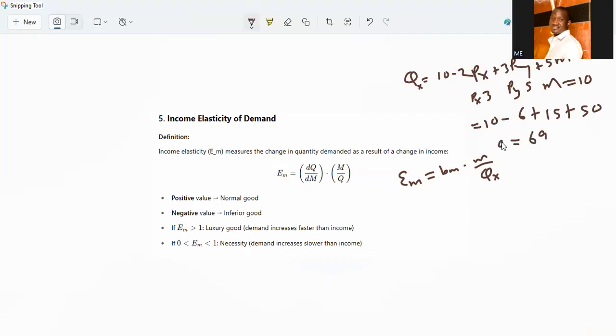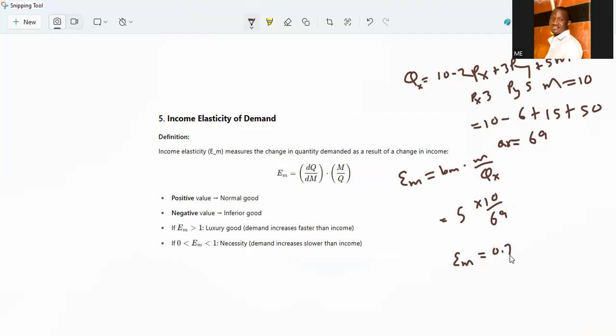Quantity of X. So now we substitute in here. What is the gradient for the income? It's positive 5. Put the 5 there. The actual income is what? 10. And the overall quantity is 69. So 5 times 10 is 50, 50 over 69, we're getting 0.72. So elasticity of income is positive 0.72.